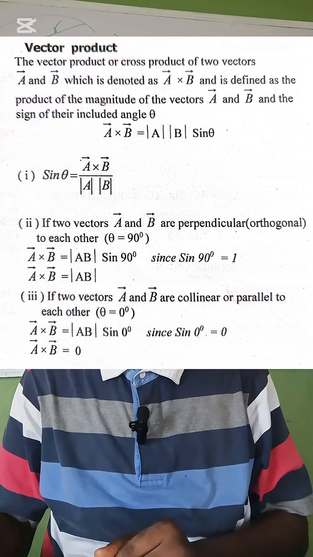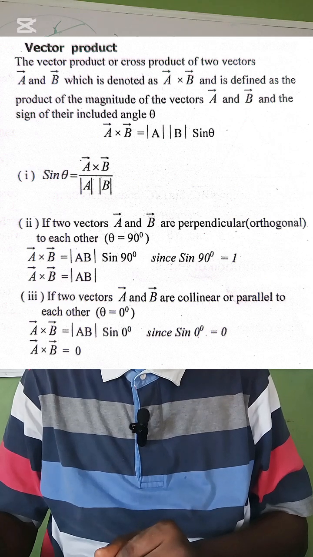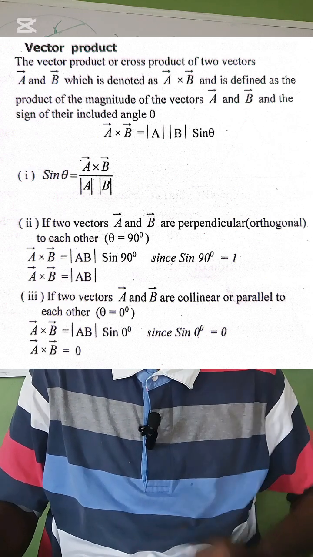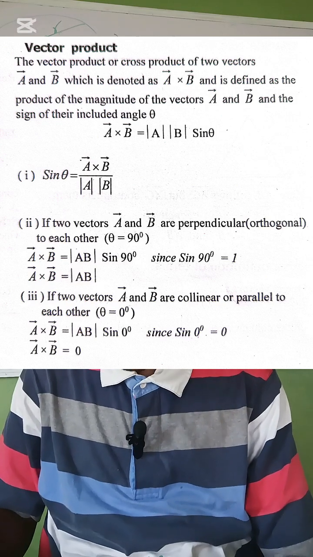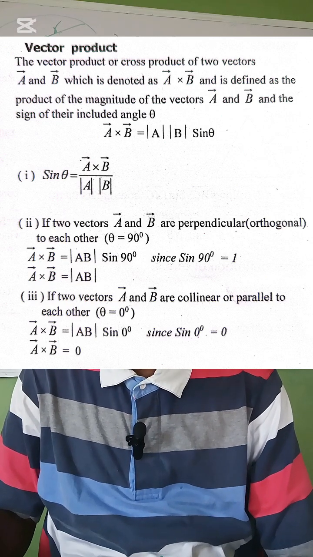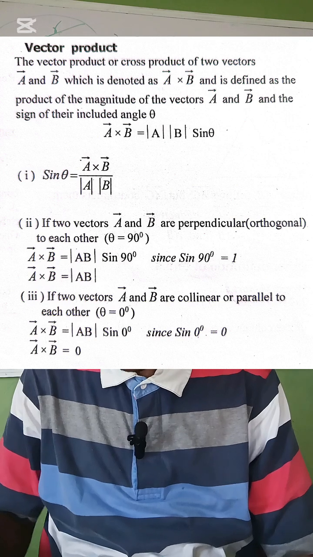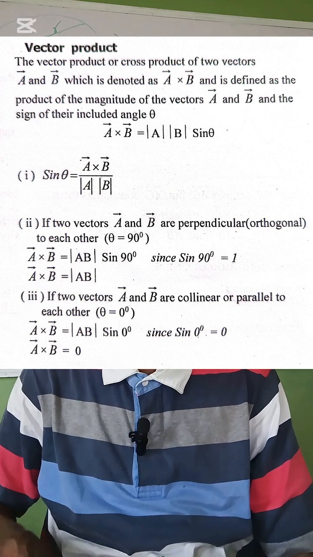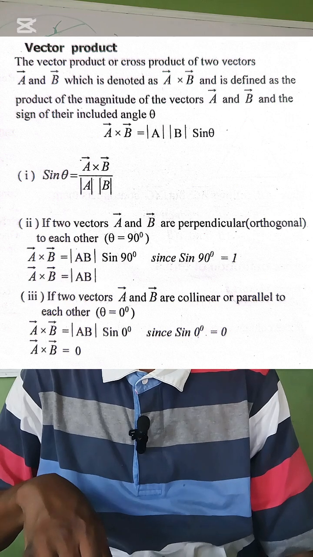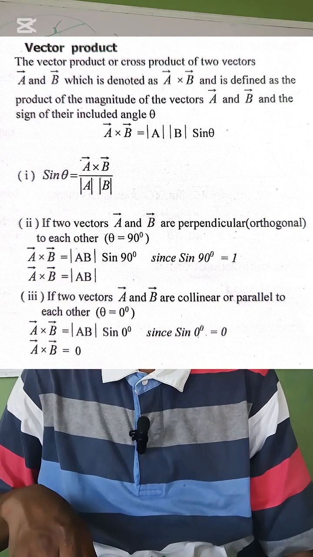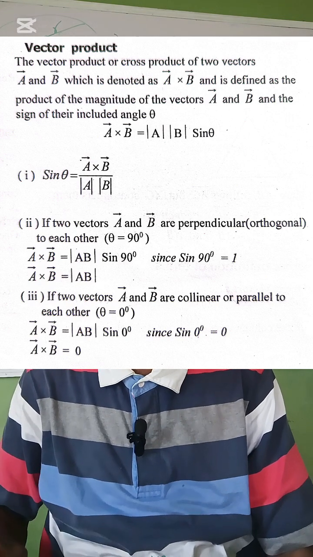In the second scenario, if 2 vectors A and B are perpendicular, you remember the other time we also discussed being perpendicular. Another name we call it here is orthogonal to each other. That means the angle will be 90 when they are perpendicular. So we insert 90 here, and since sine 90 is 1, in that case we have the magnitude of A × B equal to absolute value of A times absolute value of B.